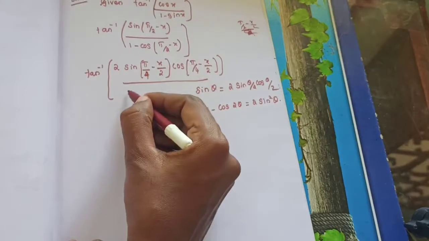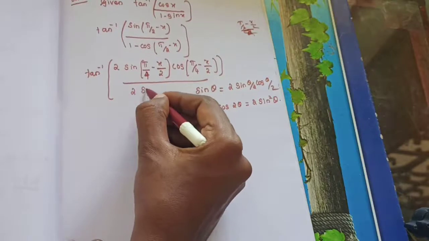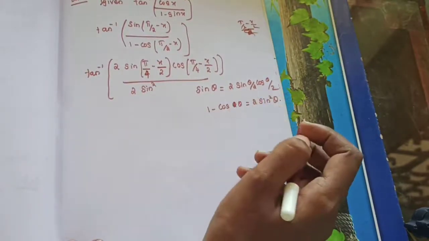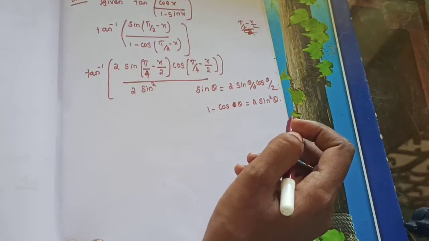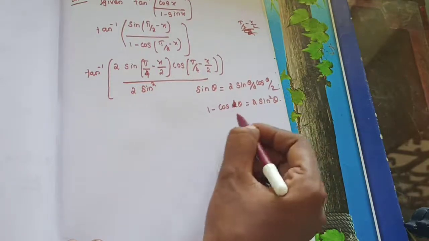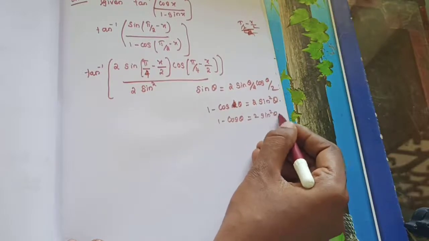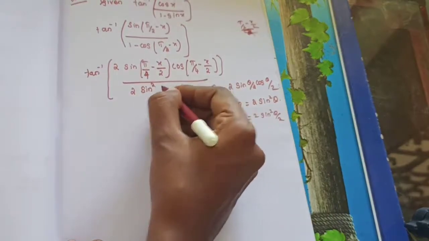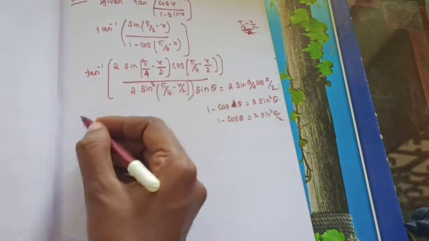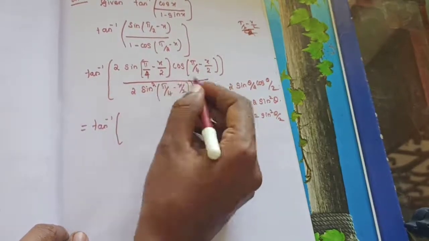So divided by. So 1 minus cos 2 theta can be written as 2 sin square theta. Sorry, 1 minus cos theta is 2 sin square theta by 2. So 1 minus cos 2 theta is this formula. So here also theta by 2. So same as that, pi by 4 minus x by 2. Understand?